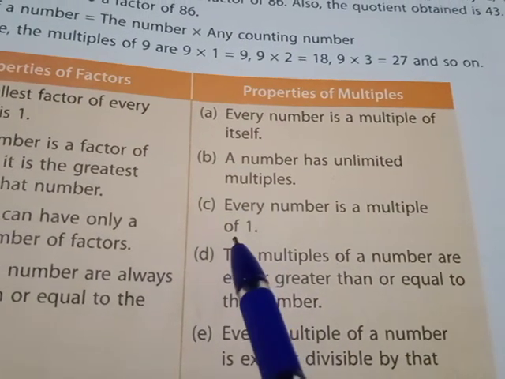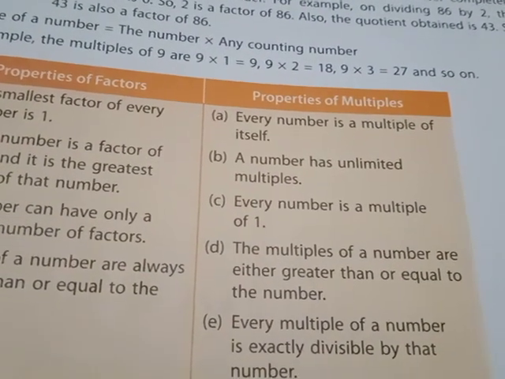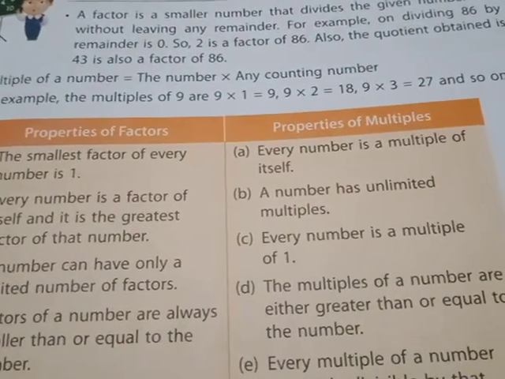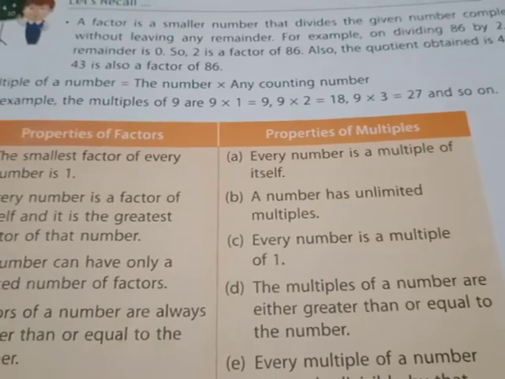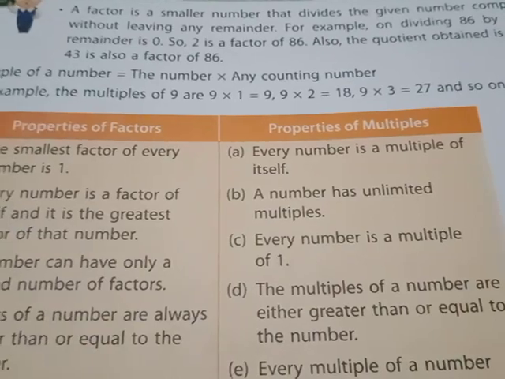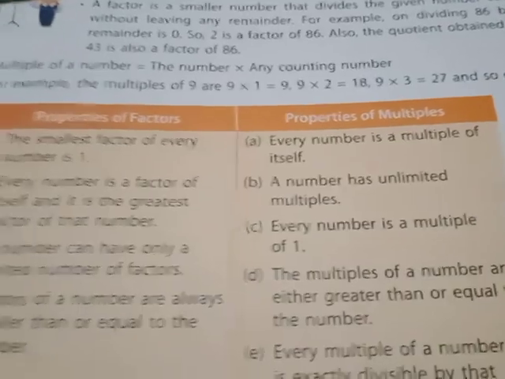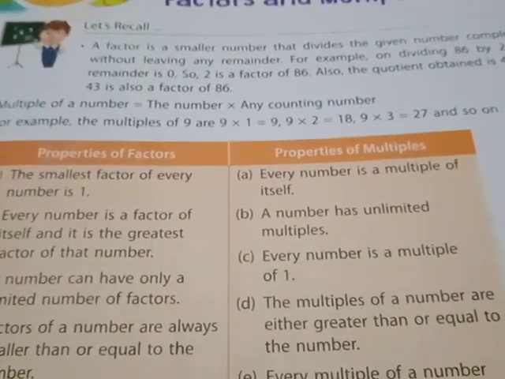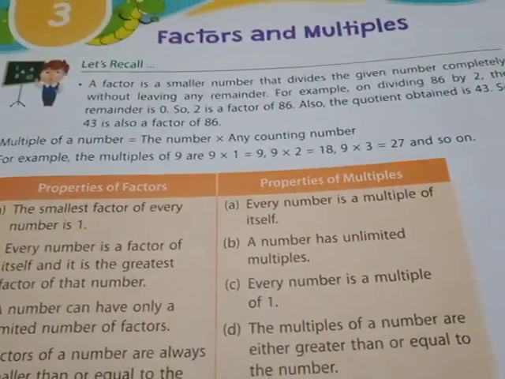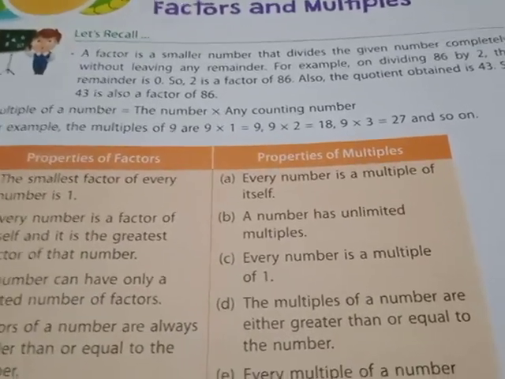Every number is a multiple of 1. When it is asked to write the multiples of 1, what does it mean? In the table of 1, all the numbers will come. So what can you write? 1, 2, 3, 4, 5, 6, 7, 8, 9, 10, 1000, 2000, 3000. All these numbers will come in the table of 1. This is your third point, that all the numbers are considered as multiples of 1.